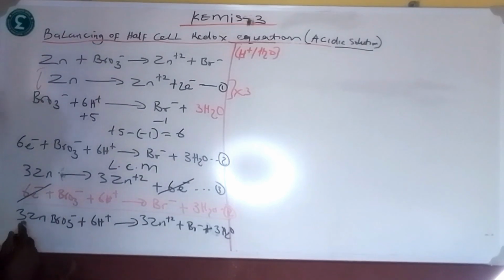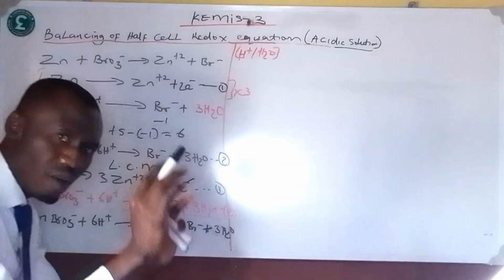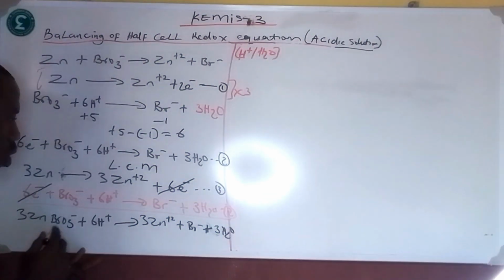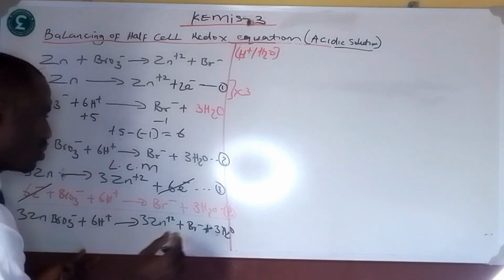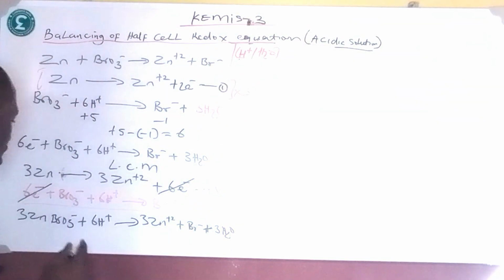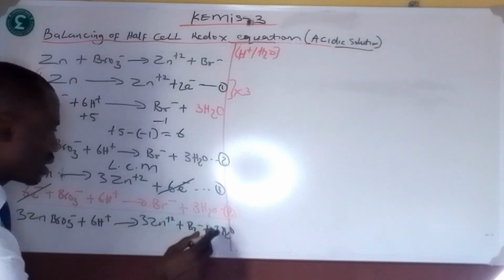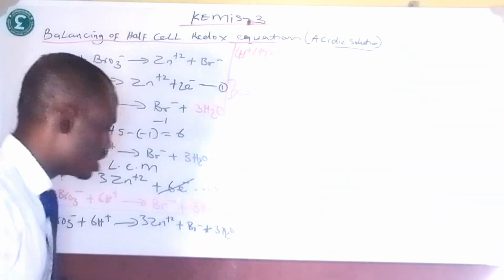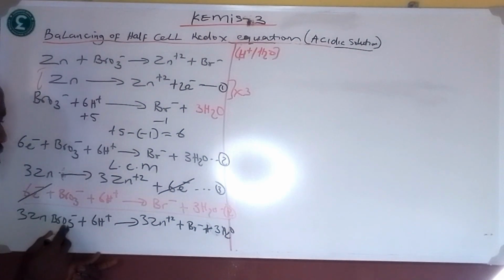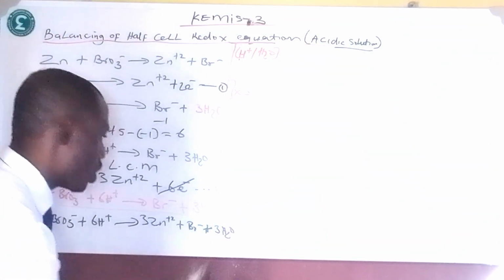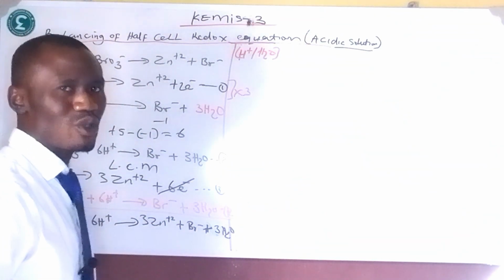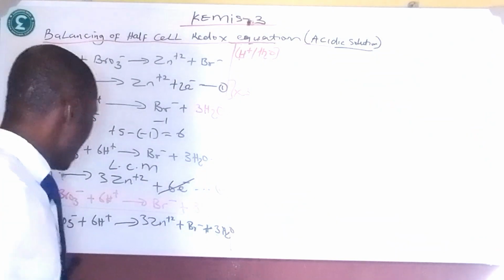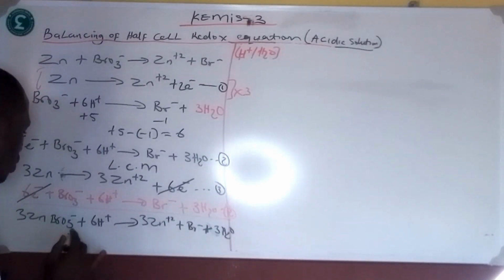Now, I have 3 zinc, 3 zinc. That one is balanced. Bromine is 1, bromine is 1. That one is balanced. 6 hydrogen, 3 times 2, 6 hydrogen, hydrogen is balanced. Oxygen, I have 3 oxygen, 3 times 1, oxygen is also balanced. Now let's check for the charges. Over here, I have -1 plus 6, that will give me +5.